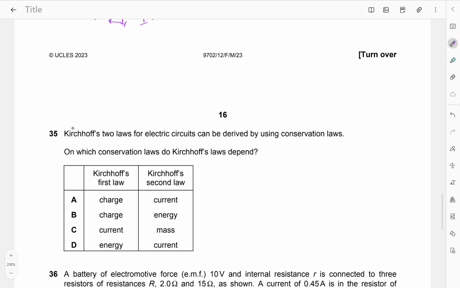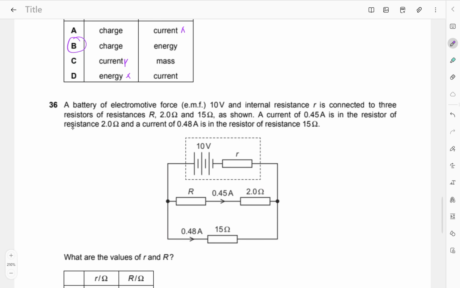Kirchhoff's two laws for electric circuits can be derived by using conservation laws. We know the first law is charge, the second law is energy. We answered this in the topic of electricity, multiple choice questions. First law is charge, second law is energy. So it means the answer is automatically B.